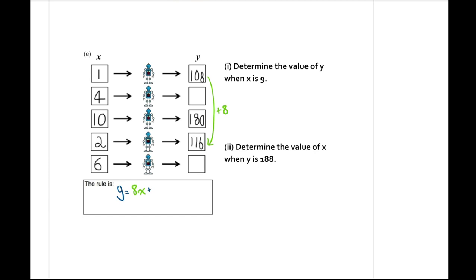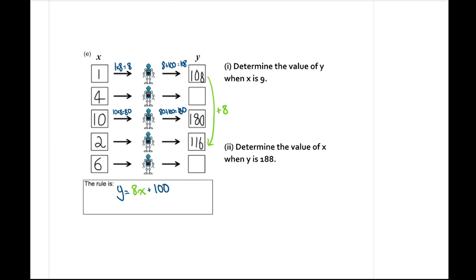will be my rule. Because I know what I'm going to multiply by, I can do 1 times 8, see that I get 8, and figure, okay, what do I have to add? Well, the only way to get to 108 from 8 is by doing 8 plus 100. Does that work with the other ones that I'm given? Well, 10 times 8 equals 80. 80 plus 100 equals 180. That does work. And we could do the same thing with 2 and see that that also works. So that means my constant, or the number that I'm adding, is going to be 100.